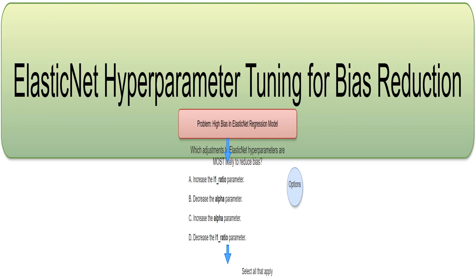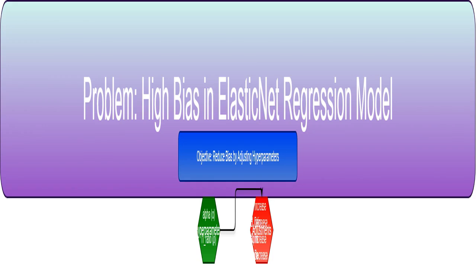This is my question. I'm looking for the specific tweaks to the ElasticNet model's hyperparameters, alpha and L1 ratio, that will most effectively reduce its high bias. This means making the model more complex. We're tackling a problem, high bias in an ElasticNet regression model. That means my model is too simple, and I need to make it more complex to improve its accuracy. To do this, I'll adjust ElasticNet's hyperparameters, alpha and L1 ratio. This involves understanding how these parameters influence the model's complexity and bias.